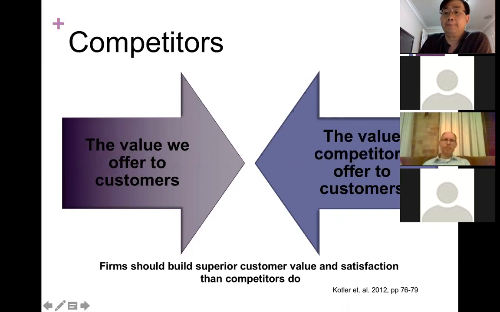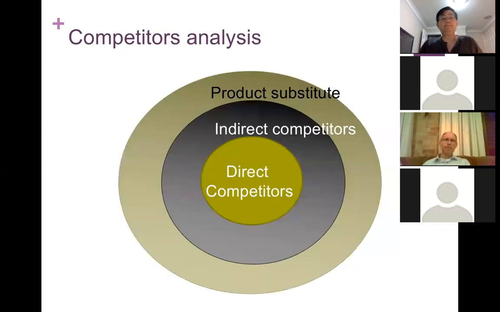Now the next thing that we need to discuss is that you can also map your competitors based on how closely they are to your business. You can group them into direct competitors, indirect competitors, and product substitutes. When you analyze this, you need to ask yourself what need your products satisfy, and then how close they are in terms of satisfying the needs of the customers.